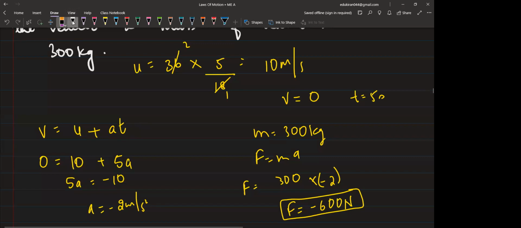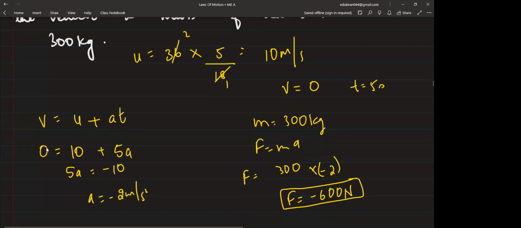Then V is 0, final velocity, because the body is stopping. Initial velocity is 10, given in the question and converted. Acceleration is missing, time is also given. So 0 is equal to 10 plus 5a. 10 will go there, so 5a is equal to minus 10. So once you calculate it, it becomes minus 2 meter per second square.